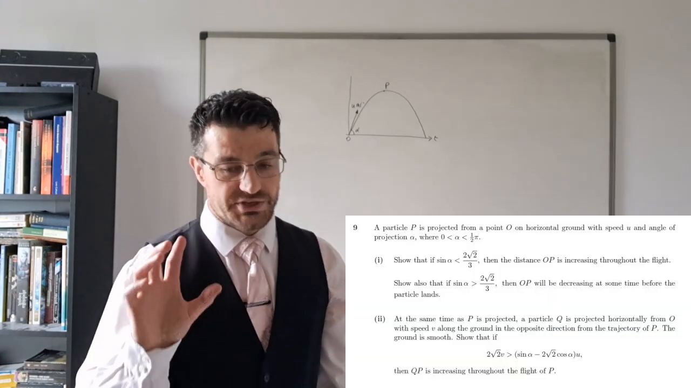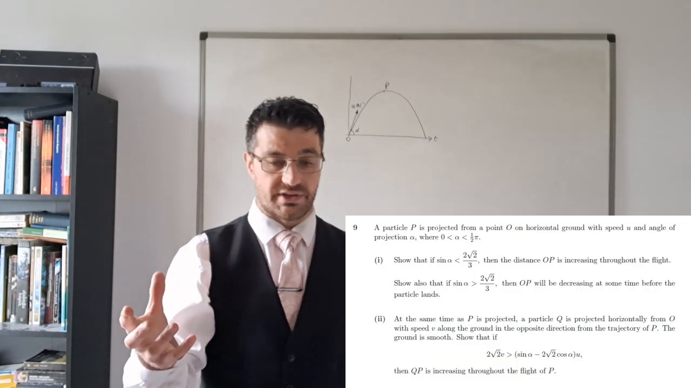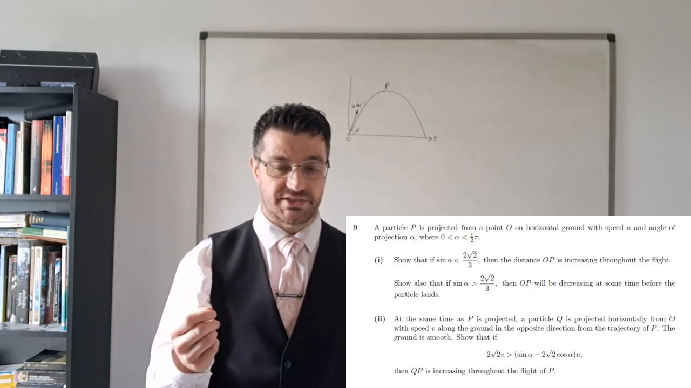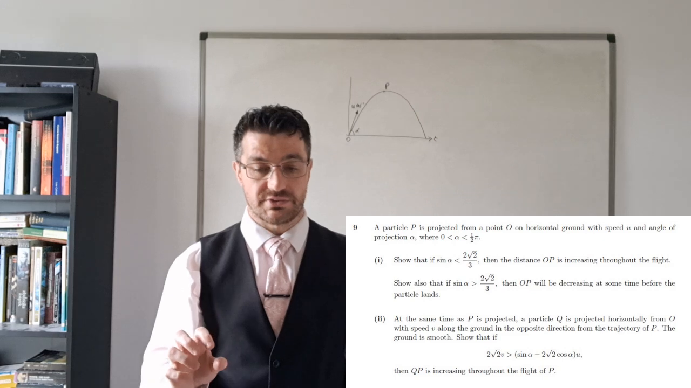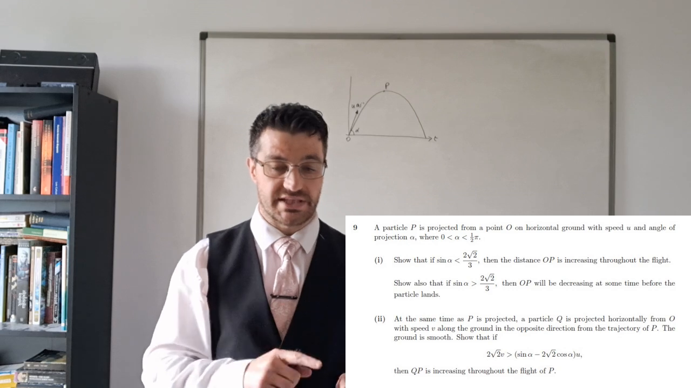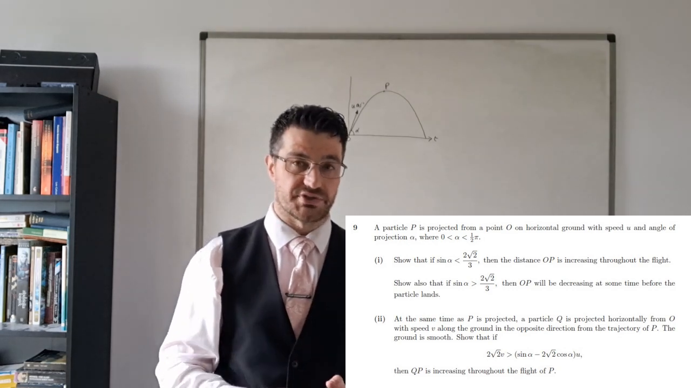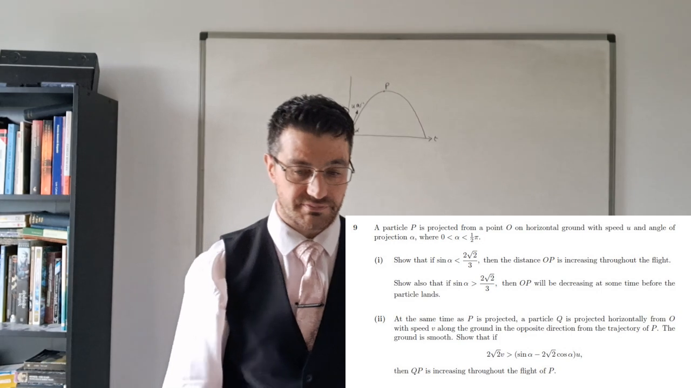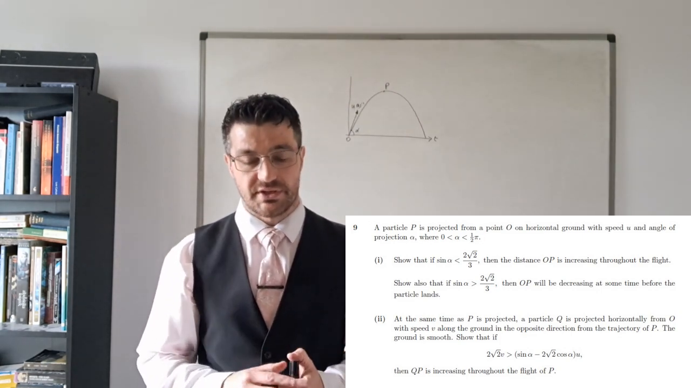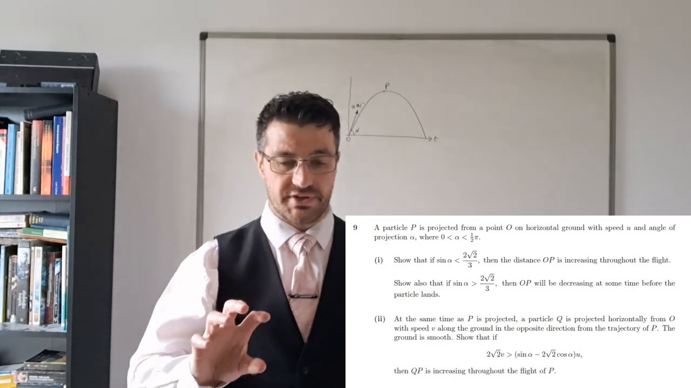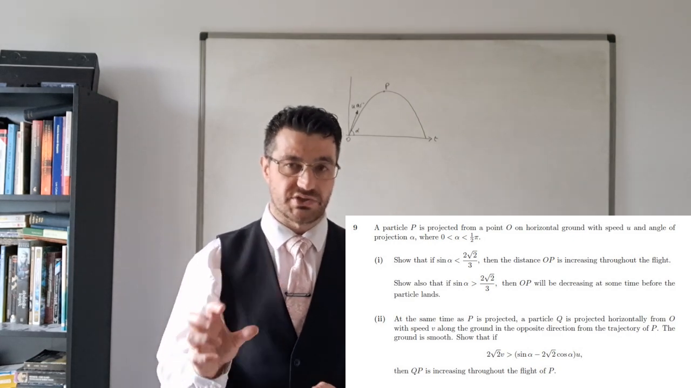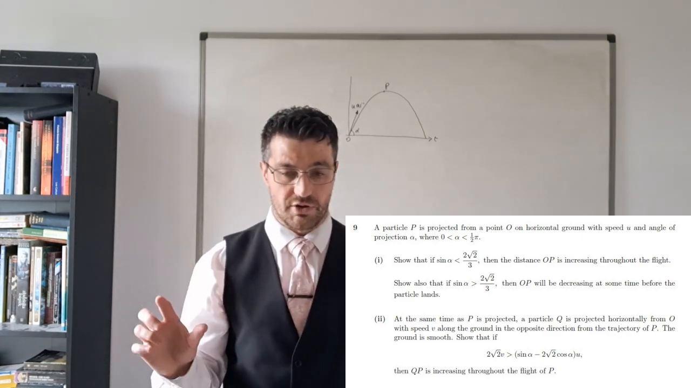Okay, so the question is this, or the information that we're given initially. Before we get to the question, let's have a look at the information that we're given. So particle P is projected from a point O on horizontal ground with speed u and angle of projection alpha, where 0 is less than alpha is less than pi by 2. So we're in radians here. Really make sure that you understand the information that you've been given and that you pay attention to it, because some of these bits of information are going to be very relevant in quite subtle ways as we go through the problem.